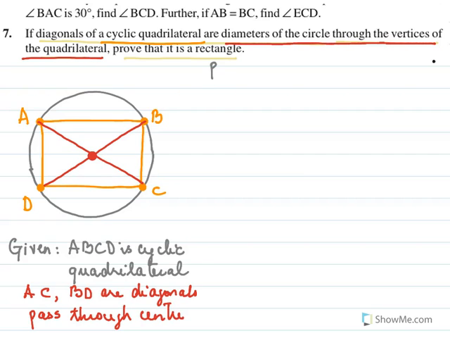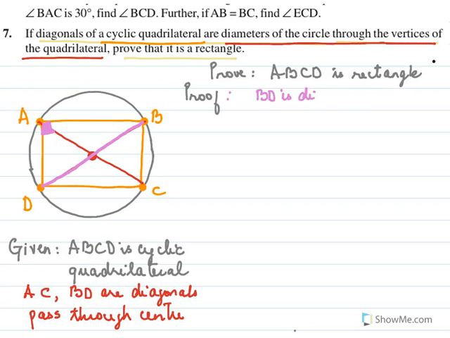And we need to prove that ABCD is a rectangle. So we start the proof. The first thing is, here we have the diameter. If this is the diameter, we can say angle A is 90. So BD is diameter. Therefore angle A, or we call it DAB, equals 90.